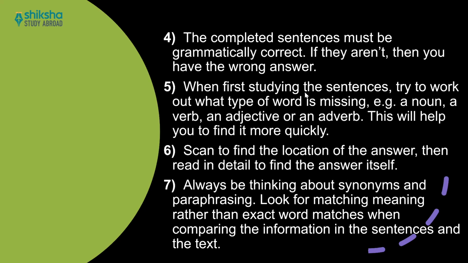Fifth, when first studying the sentences, try to work out what type of word is missing. Example, a noun, a verb, an adjective, or an adverb. This will help you to find it more quickly. Sixth, scan to find the location of the answer, then read in detail to find the answer itself. Seventh tip is always be thinking about synonyms and paraphrasing.